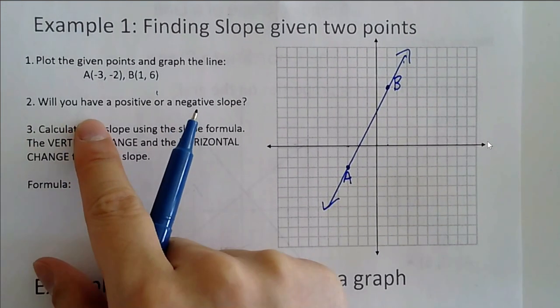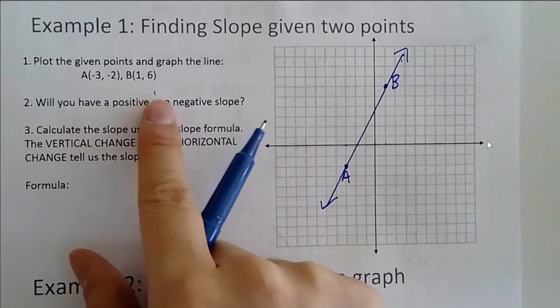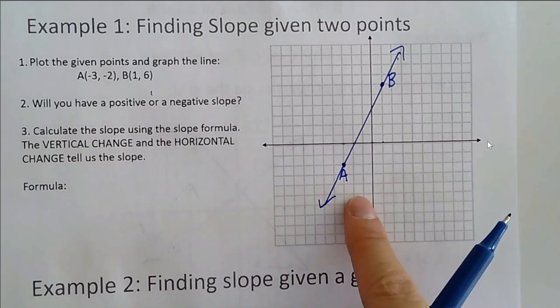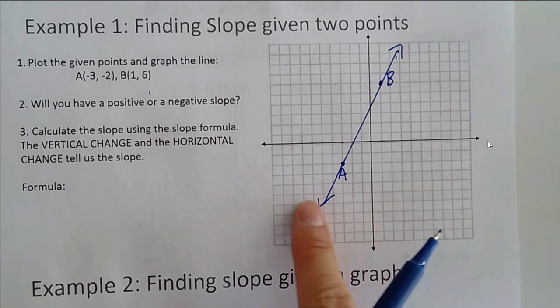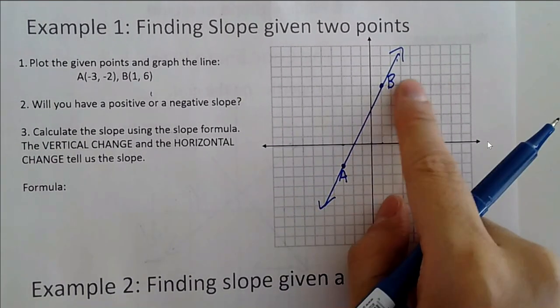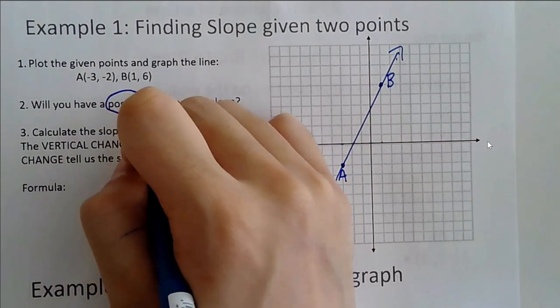Number 2 says, will I have a positive or a negative slope? When we're reading the graphs, we read from left to right. Going from left to right, the line is going up, therefore it has a positive slope.